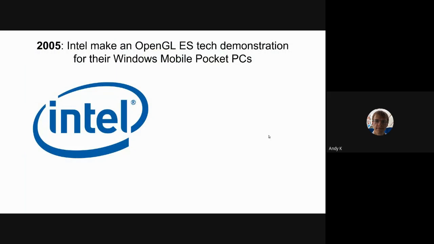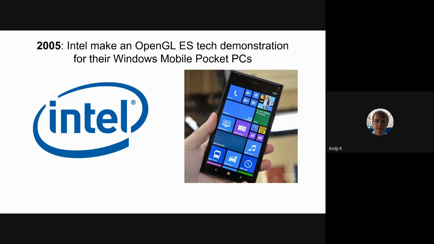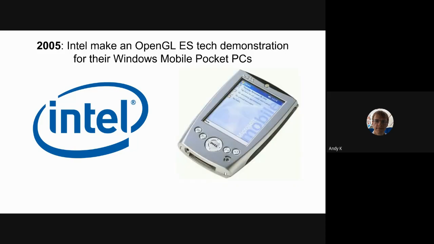In 2005, Intel want to make an OpenGL ES tech demonstration for their Windows Mobile Pocket PCs. Now you might be thinking of these, but no, that's a Windows phone. That wouldn't be for many years after. I'm talking about these things.